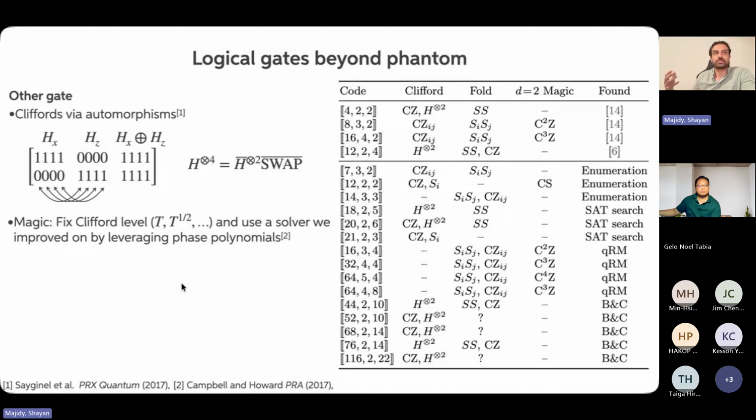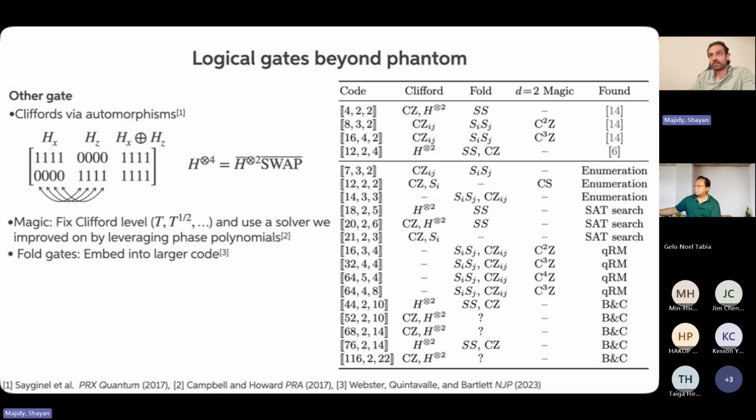We'll also find magic gates. So we fix a certain level of the Clifford hierarchy, and we use a solver. That's an improved method of what was found in this work by Campbell and Howard. Effectively, how this works is you're finding gates that correspond on the physical level to, for example, say you pick root T, some combination of root T gates on each qubit. So it could be a root T on the first qubit, a root T on the second, a root T in the opposite direction on the next one, and identity on the next one, etc.